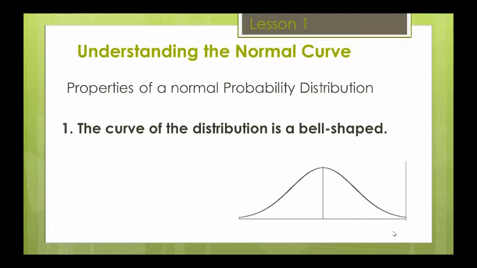Now let's have the lesson 1, understanding the normal curve. So we have here the properties of a normal probability distribution. What are the properties of a normal probability distribution? So let us start with number 1. The curve of the distribution is a bell shape. So parang bell po yung shape ng curve of the distribution. That is the first property.